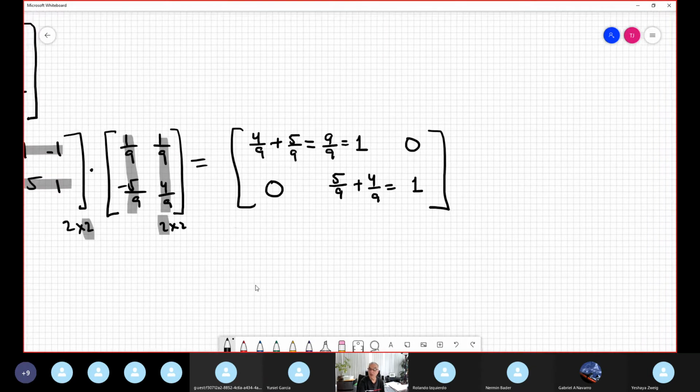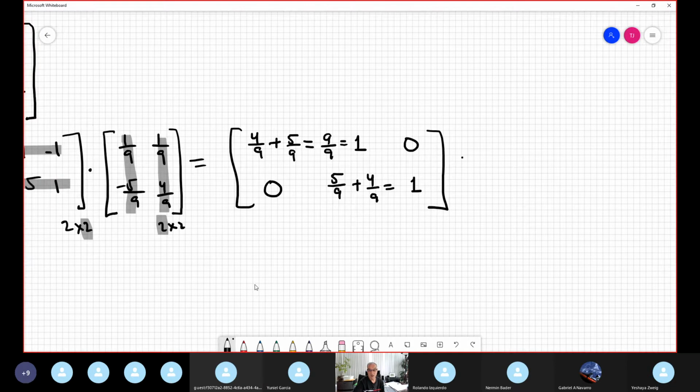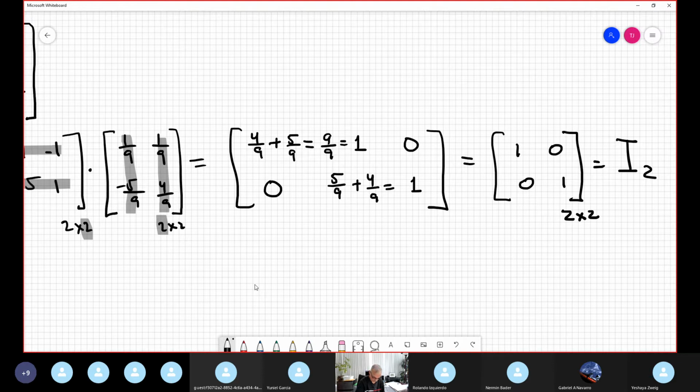Do you see that or no? Do you see that? 1, 0, 0, 1. Identity matrix of dimension 2 because it's 2 by 2. Clear or confusing? Come on, guys. It's clear. Let's do one more example.